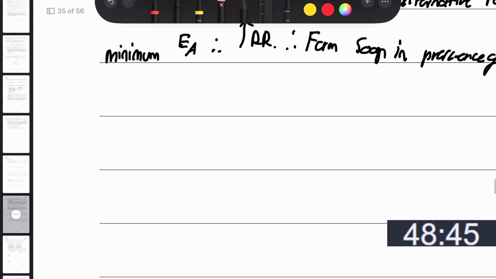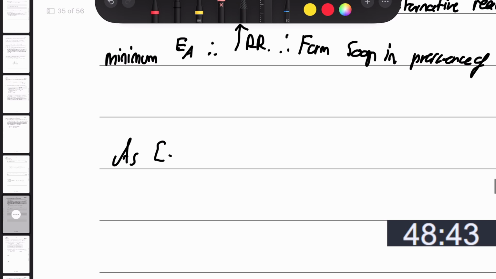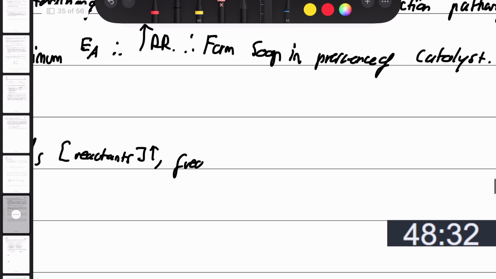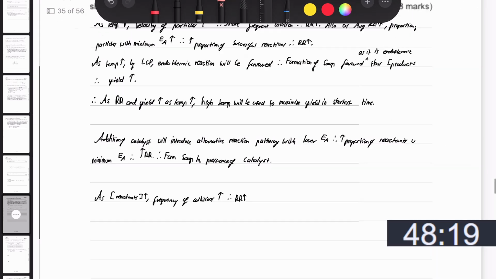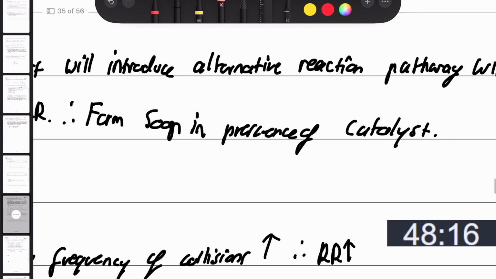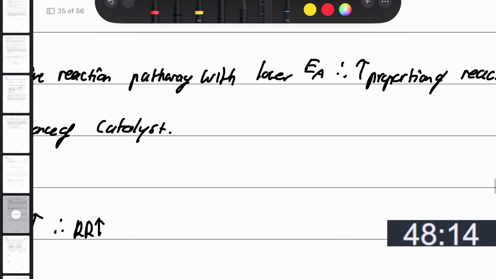And then we can also talk about just the concentration. Concentration of reactants increase. We can say that frequency of collisions increase. Therefore, reaction rate will increase for shortest amount of time. Catalyst to minimize time.